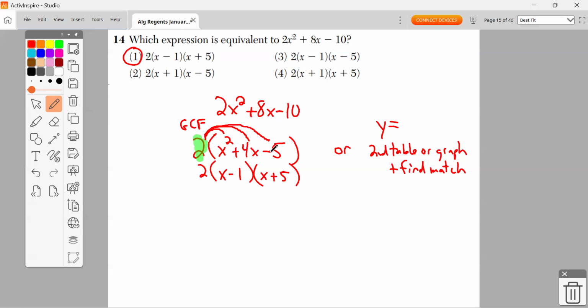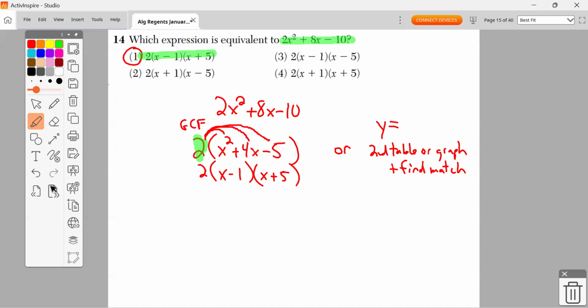Then do reverse FOIL to this trinomial. What times what is negative 5? That adds up to 4. It would be negative 1 and positive 5. Don't forget to bring down your 2, and that matches choice 1. The other way to do it is the cheater way. Type this into your y equals, type this into your y equals, and you'll see that they match when you hit second and table or graph. This one will match, the other 3 will not.